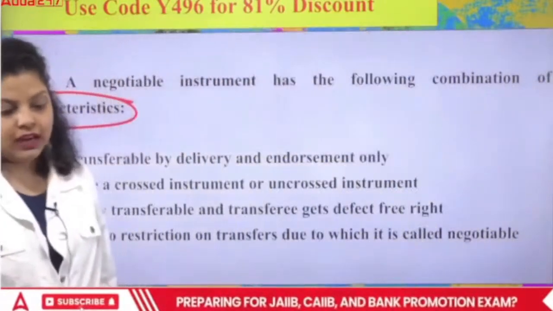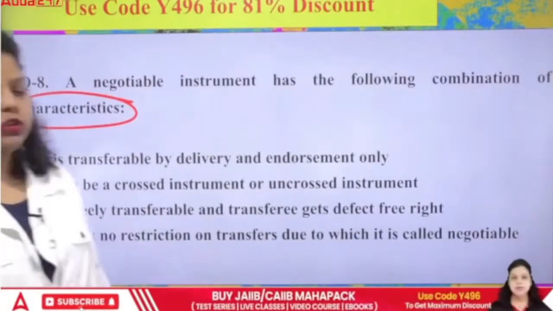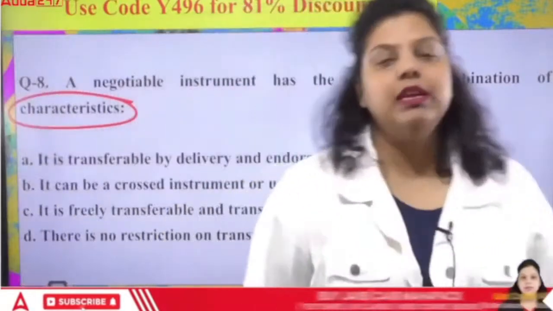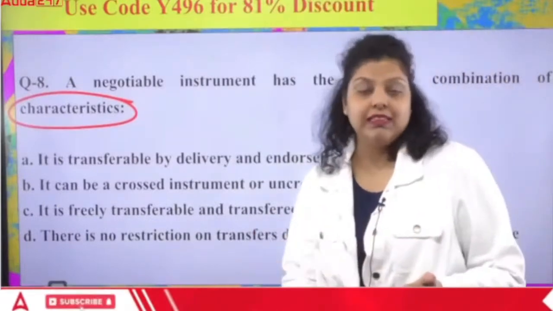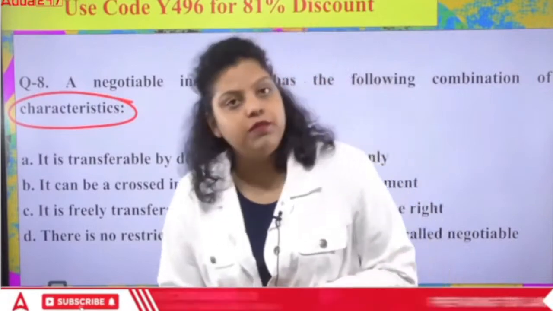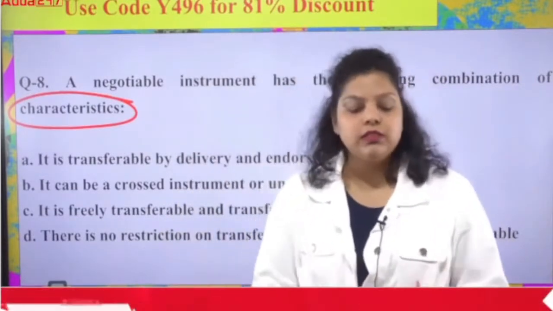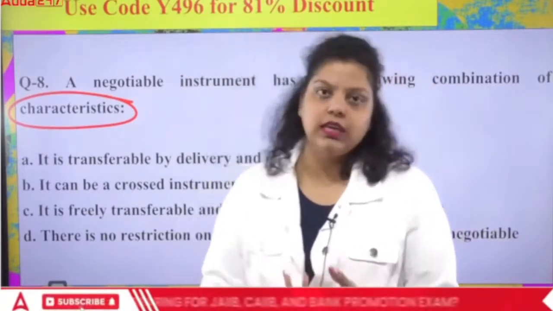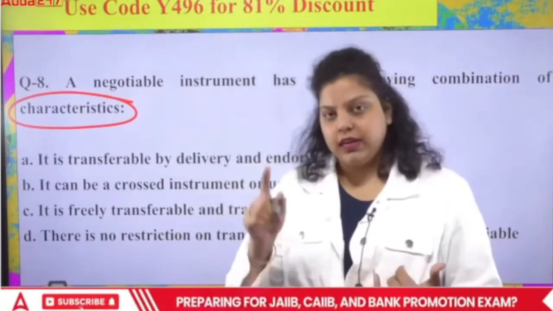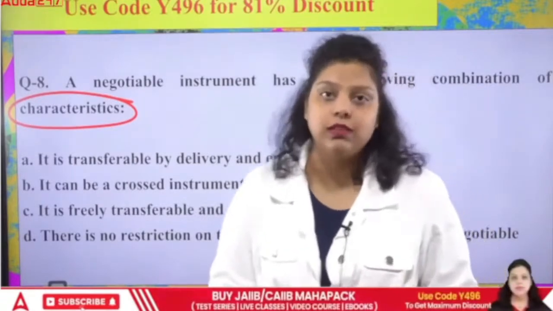The Negotiable Instruments Act was introduced in the year 1881. Negotiable instruments are instruments that are freely and easily transferable from one person to another. Section 13 of the Negotiable Instruments Act 1881 defines three negotiable instruments: first is the promissory note, second the bill of exchange, and third the check. The promissory note is defined under section 4, the bill of exchange under section 5, and the check under section 6.